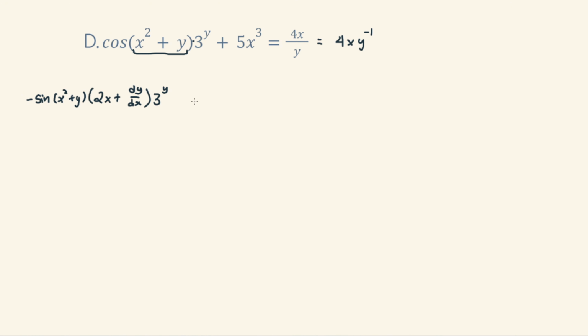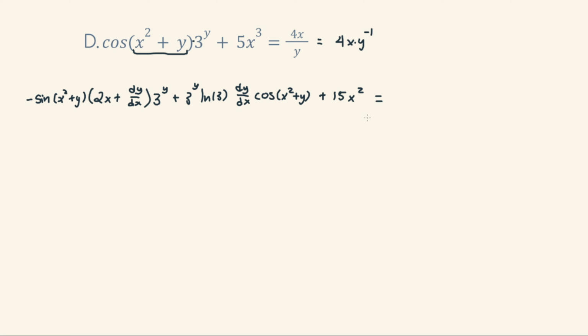Okay, and now we have to add that to the derivative of that 3 to the y, so that's going to be 3 to the y ln of 3, and then the derivative of y, that's dy over dx, right? And then we multiply by that first function, this cos of x squared plus y. And then we add that to the derivative here of 5x cubed, that's going to be 15x squared. And that's going to be equal to this derivative here.